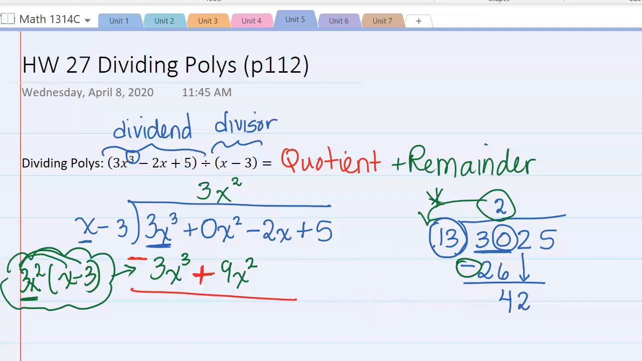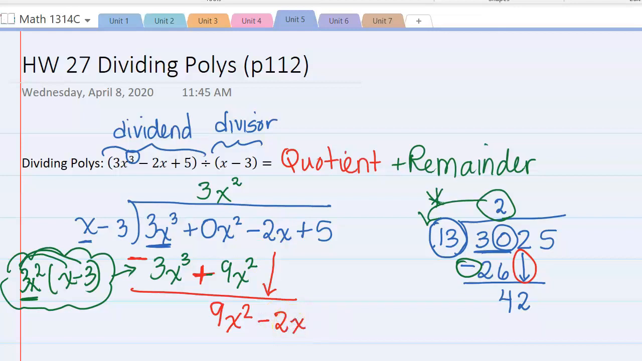As we continue, we're going to subtract 3x cubed minus 3x cubed, so those cancel out. I'm going to have 0x squared plus 9x squared, which is 9x squared. The next thing we did over here was we brought down that next number, so we're going to bring down our next term, which is minus 2x.